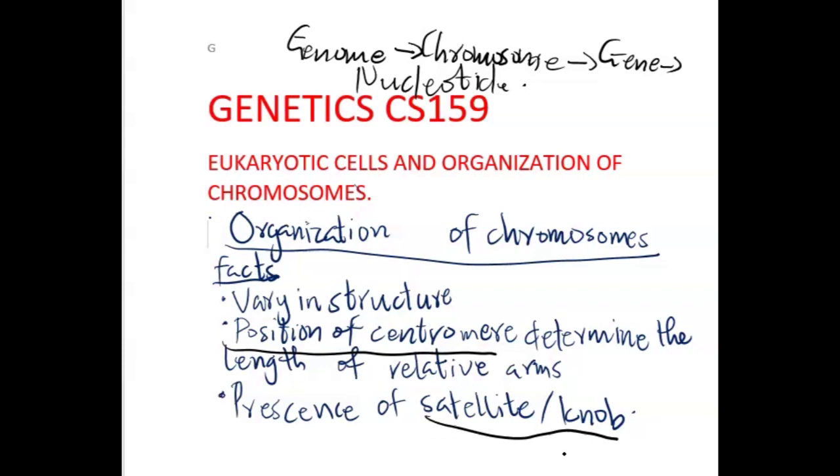A typical chromosome has a centromere, and the centromere is the position on a chromosome at which the spindle fibers attach during cell division, and it divides the chromosome into two arms. The centromere is the last part of the chromosome to divide during cell division. So you have to put this in your head.